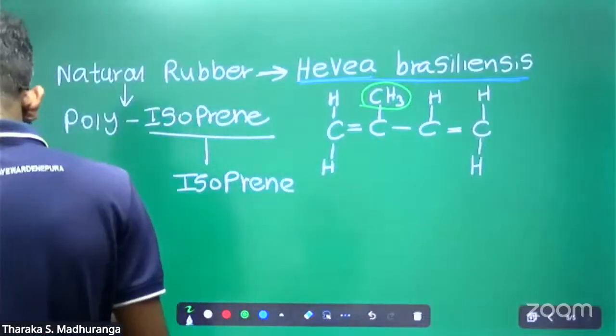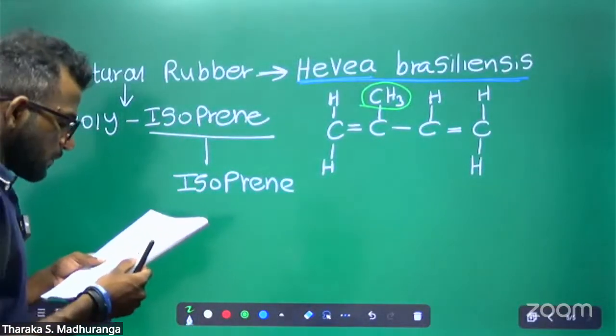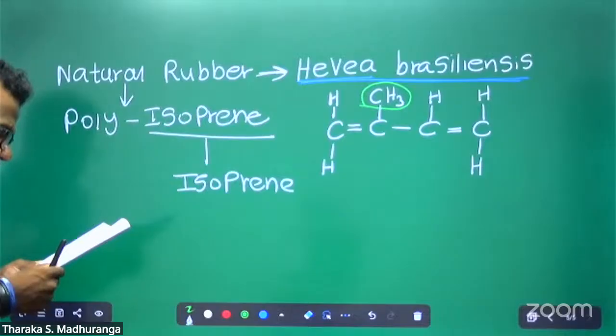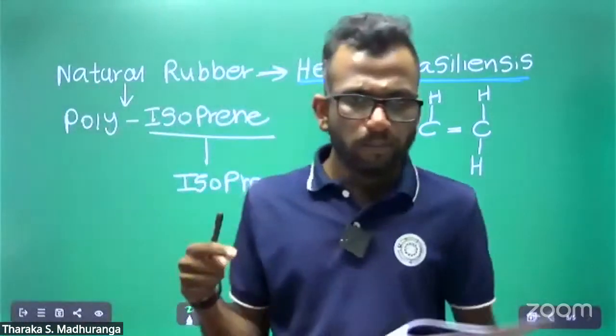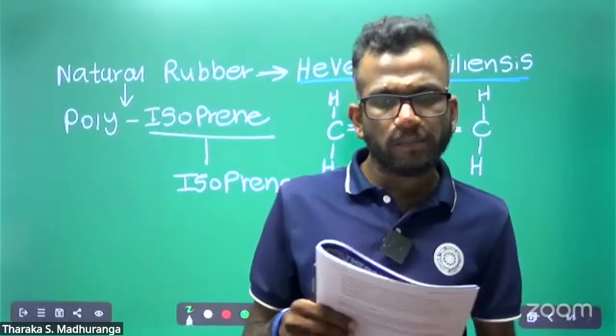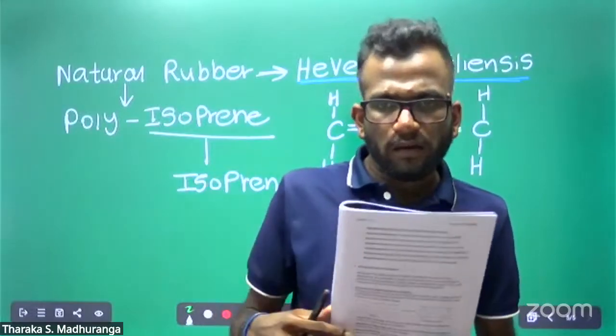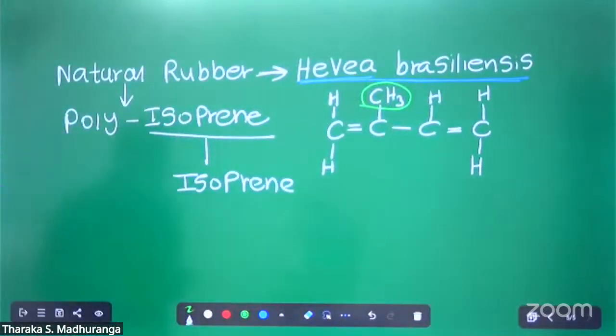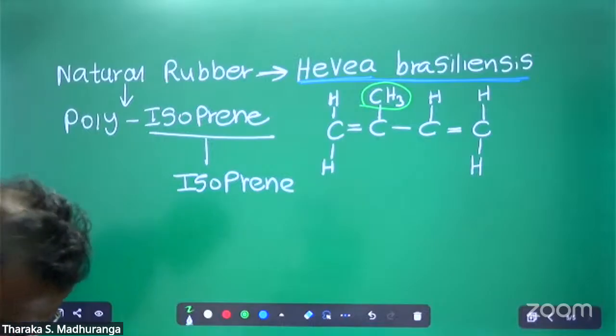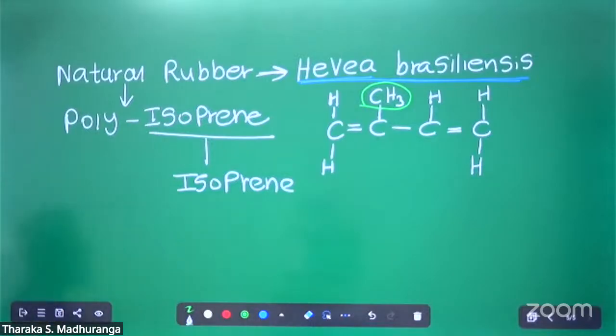then produces polyisoprene. According to this polymerization, is the polyisoprene production an addition polymer or a condensation polymer? What do you think? I have given the structure in the tube. Addition polymer or condensation polymer?